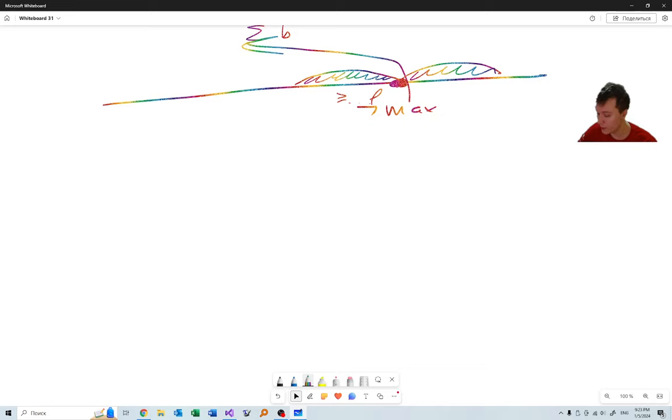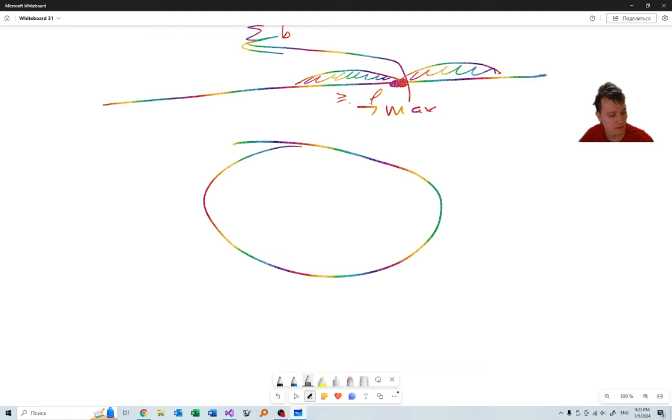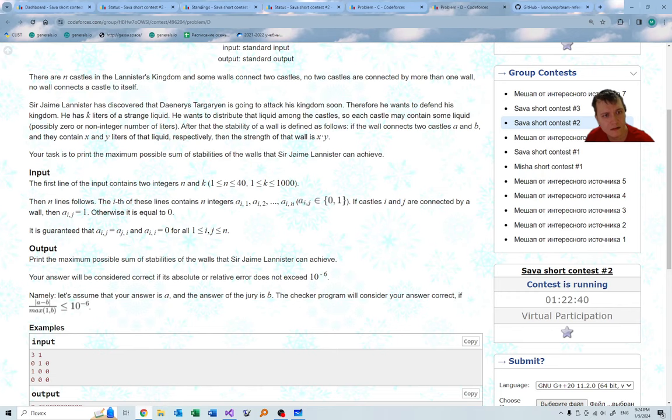We have a graph. And in each vertex, there is some liquid. And each wall gains XY strength, and we want to maximize the total stability.